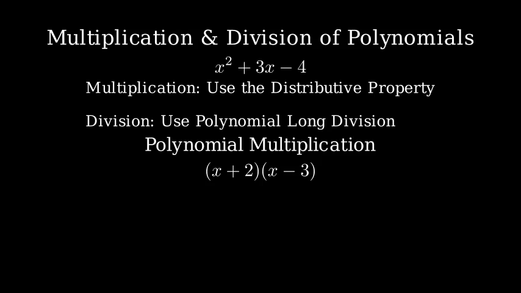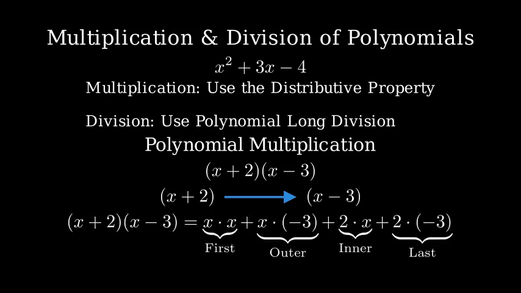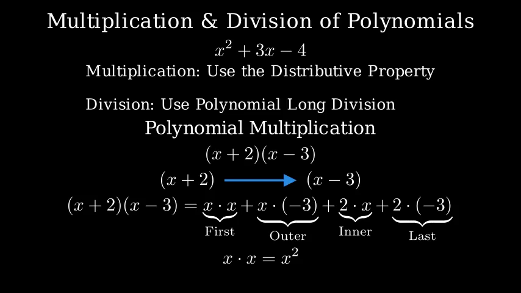Let's say we want to multiply x plus 2 and x minus 3. We use the distributive property, which means we multiply each term in the first polynomial by each term in the second polynomial. For binomials, you might have heard of the FOIL method: first, outer, inner, last. But really, it's just the distributive property in action. Let's work through this step by step.